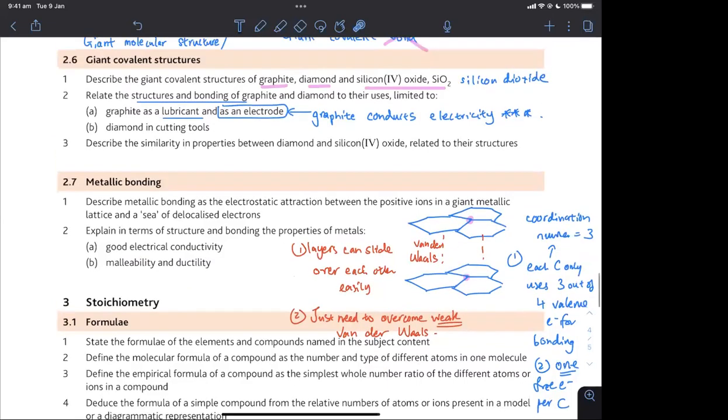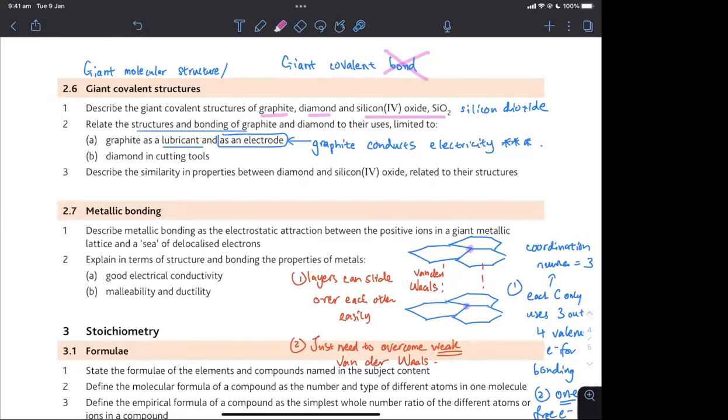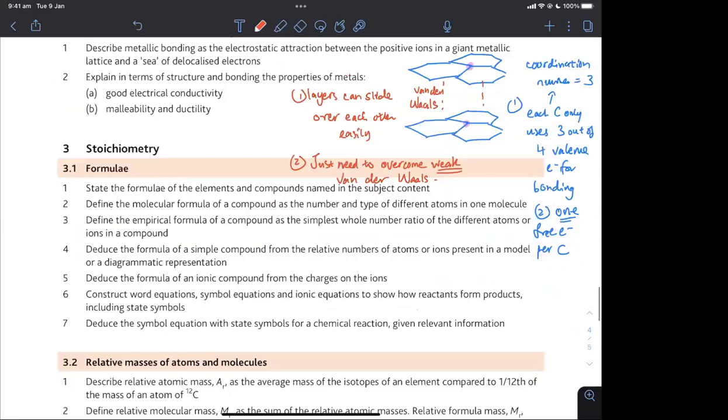They don't talk about the melting and boiling point here, but it is related to their structure. What is the similarity in properties? Both of them are what you call giant covalent structure. So if diamond and silicon dioxide and graphite are giant covalent structures, what do you need to break? Well, when you melt or when you boil, you need to break.